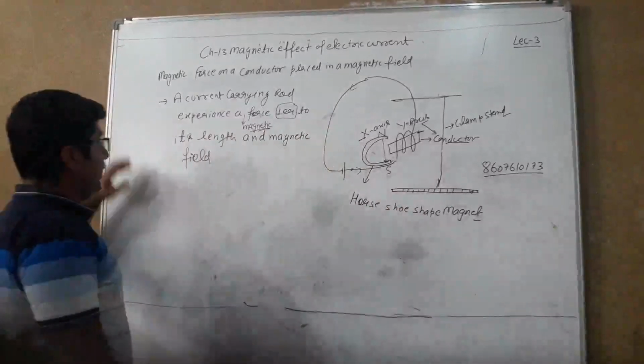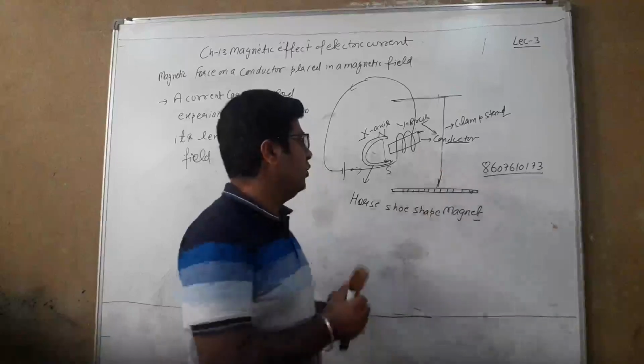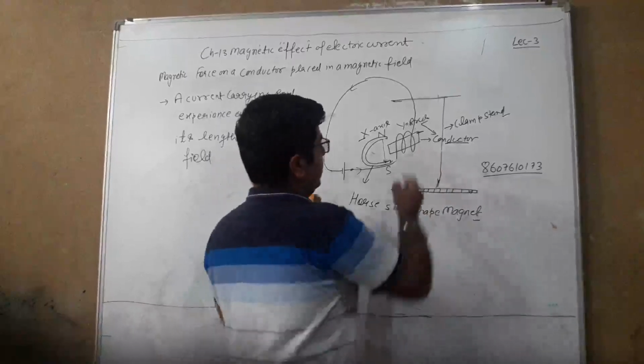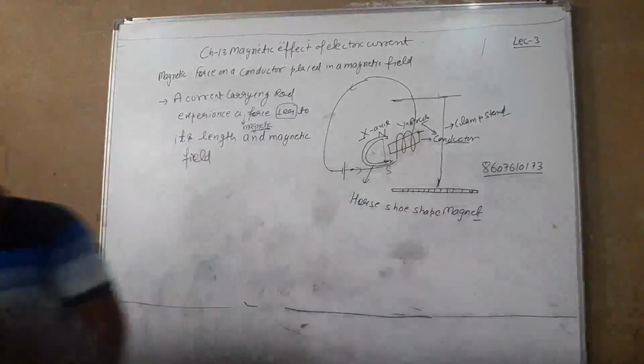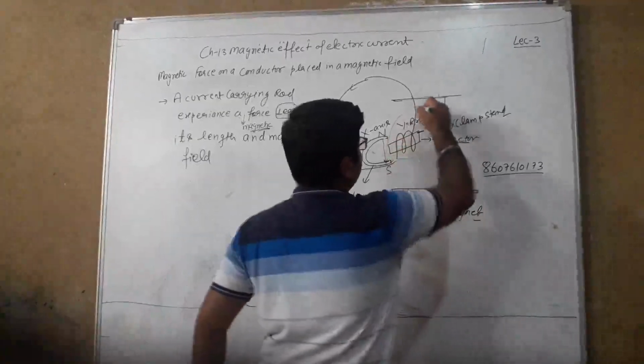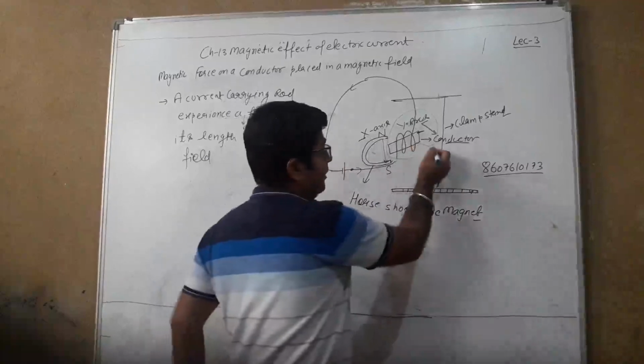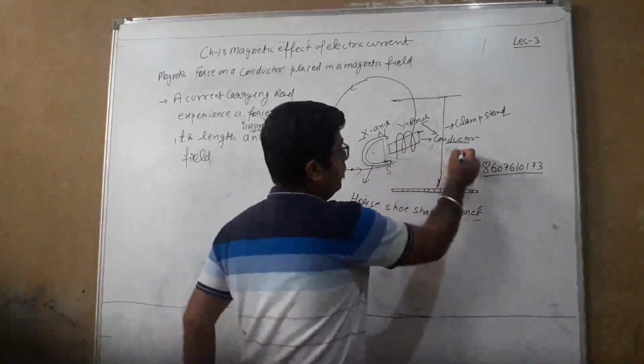Okay, so I repeat the things. Whenever we are giving current, what is this arrangement? This arrangement is our solenoid, and this conductor behaves as an electromagnet.